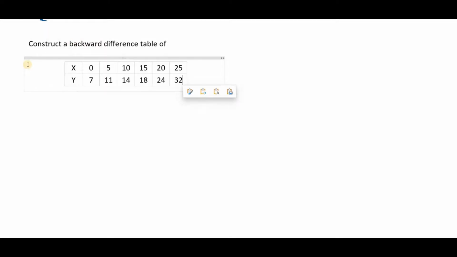Now take second example. Construct a backward difference table. I will take the same example so that you can find the difference between the forward and backward difference table. So in this case, write down first x value.